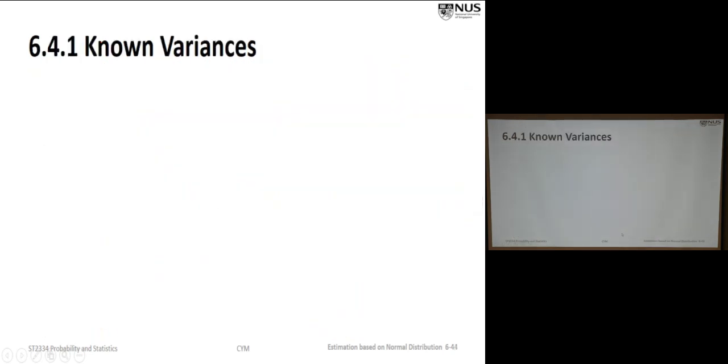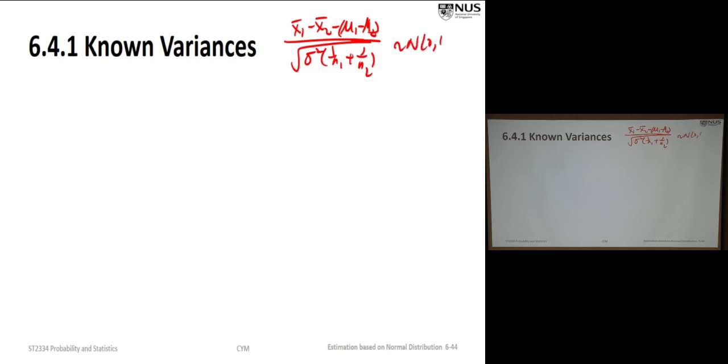Oh, it's not this page, but then you will have this. What I say, if I continue, is: minus (mu1 minus mu2), over the square root of sigma square times (1 over n1 plus 1 over n2). This is standard normal. If I get an estimate for sigma square, I replace it by the estimate.